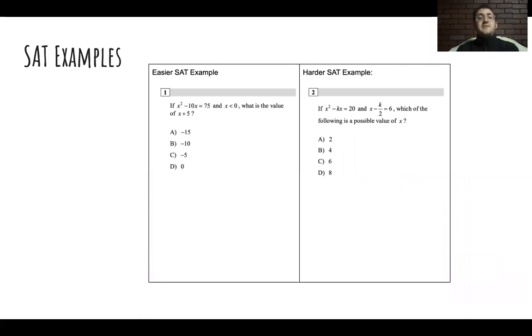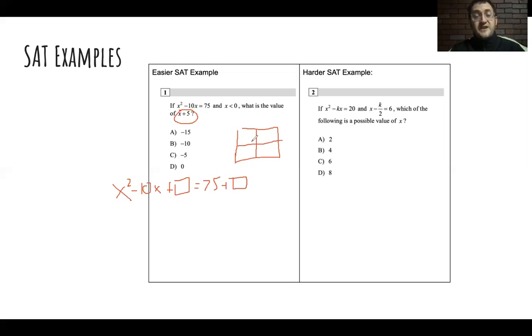Now, SAT problems. An easy example would be number 1. We can see that the constant is already on the right side. I'm going to write x squared minus 10x plus whatever number completes the square is equal to 75 plus whatever number completes the square as well. It's asking us, what is the value of x plus 5?